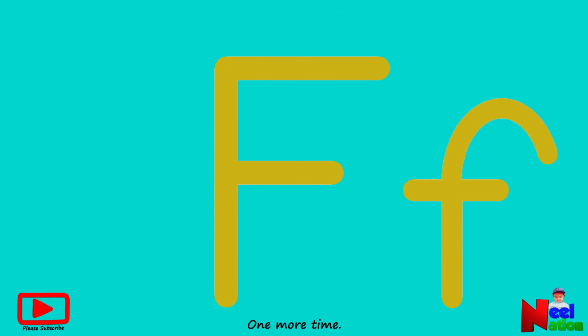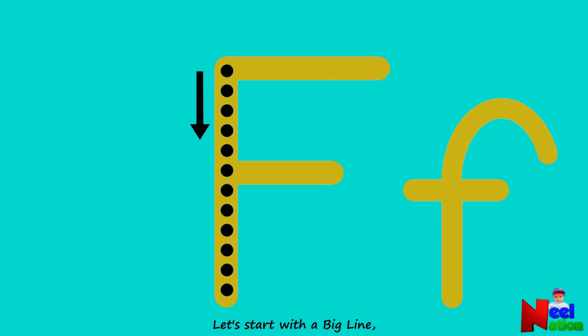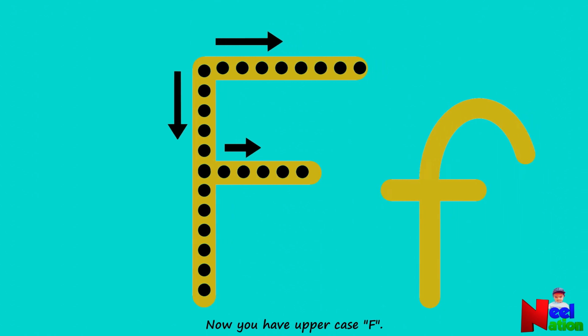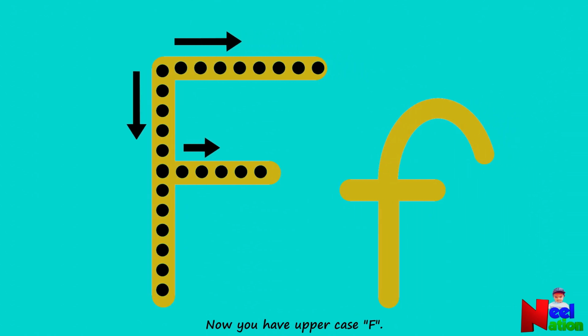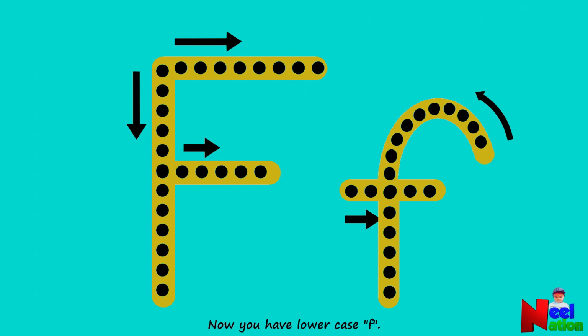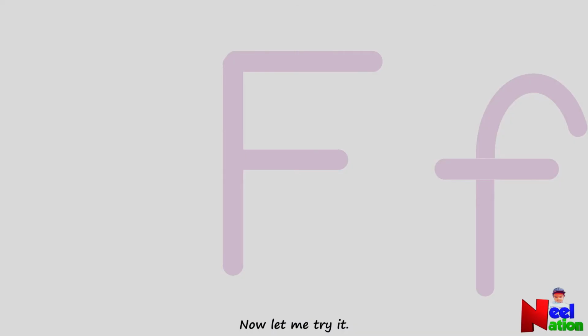Okay. One more time. Let's start with a big line, then a little line, and one more little line. Now you have uppercase F. Curve up, then go straight down, and a little line across. Now you have lowercase f. Now let me try it.